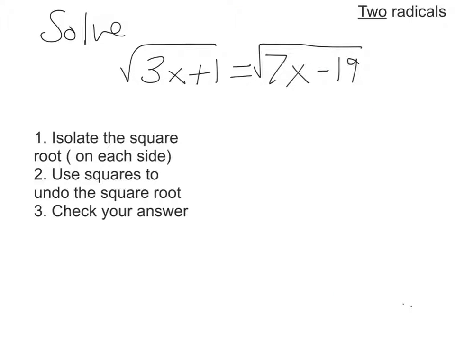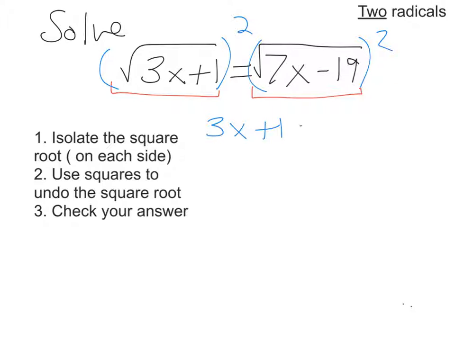Another type of problem that you might see is when there's square roots on both sides. So if there are square roots on both sides, you just want to keep them separate on both sides and do what we did before. So that we have isolated the square root here. There's nothing before or after it. We've isolated the square root here. So now that they're all by themselves, we're going to go ahead and square both sides. So the square and the square root undo each other. So we get 3x plus 1 will equal 7x minus 19. And then we have a nice little linear equation that we're going to solve.